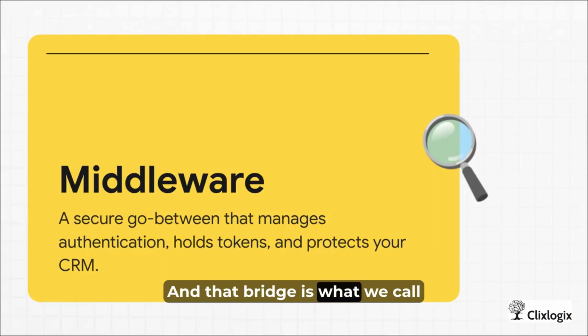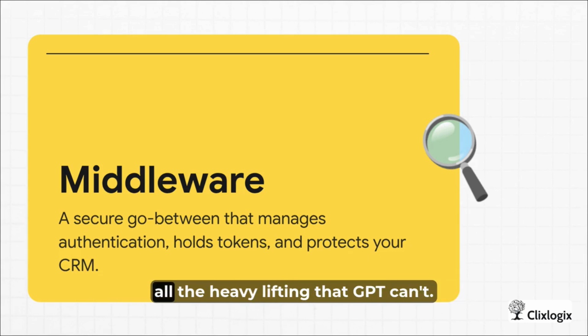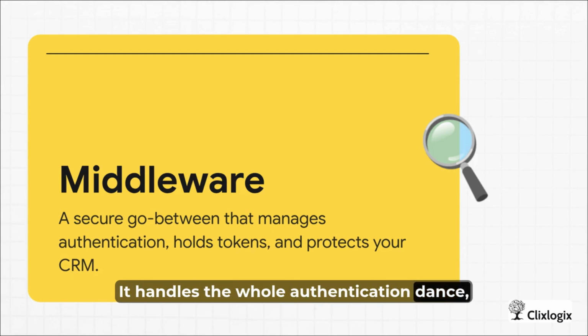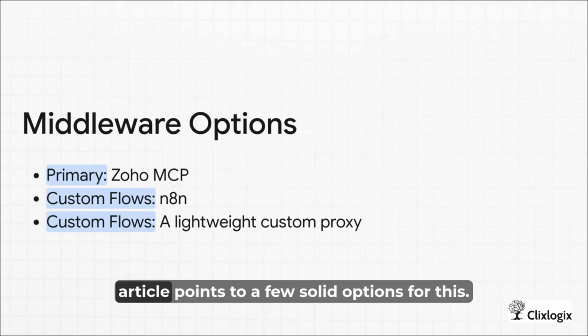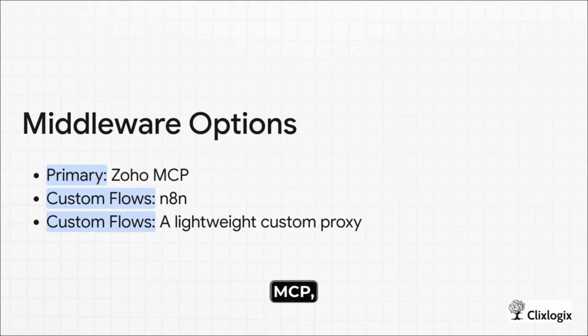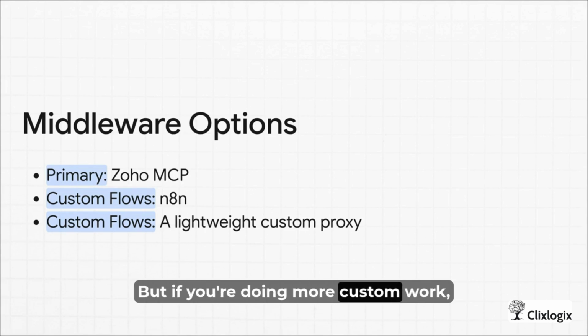And that bridge is what we call middleware. It's basically a secure go-between that does all the heavy lifting that GPT can't. It handles the whole authentication dance, it securely holds onto the tokens, and it pretty much acts like a bodyguard for your CRM data. Now, the source article points to a few solid options for this. The main recommendation is Zoho's own tool, MCP, which is literally built for this kind of thing. But if you're doing more custom work, a tool like n8n or even a simple custom-built proxy works great too.